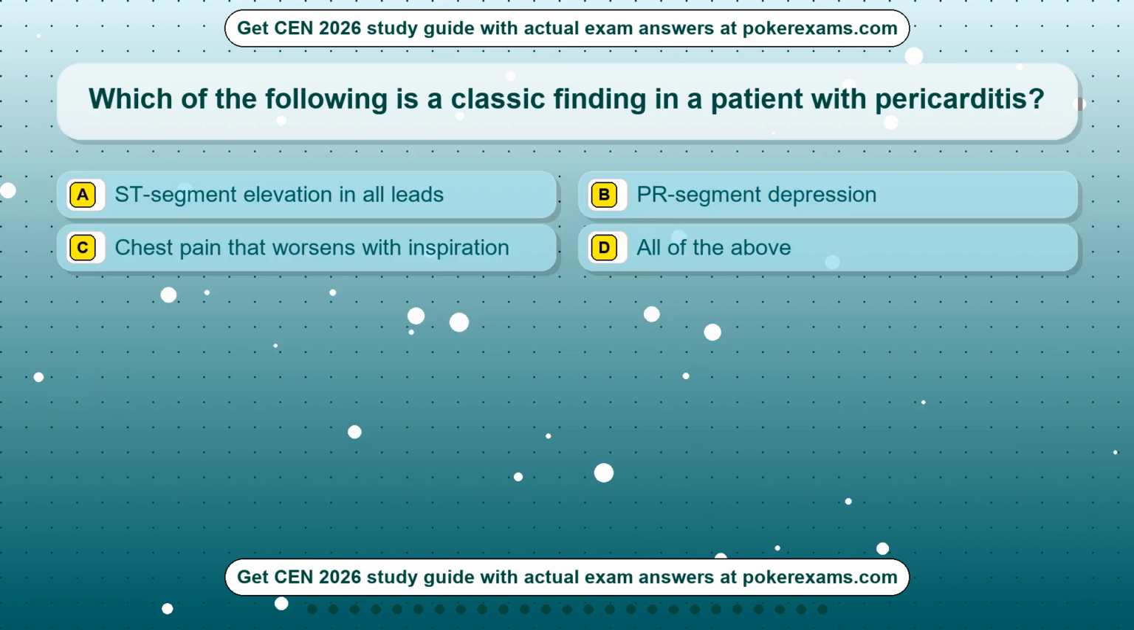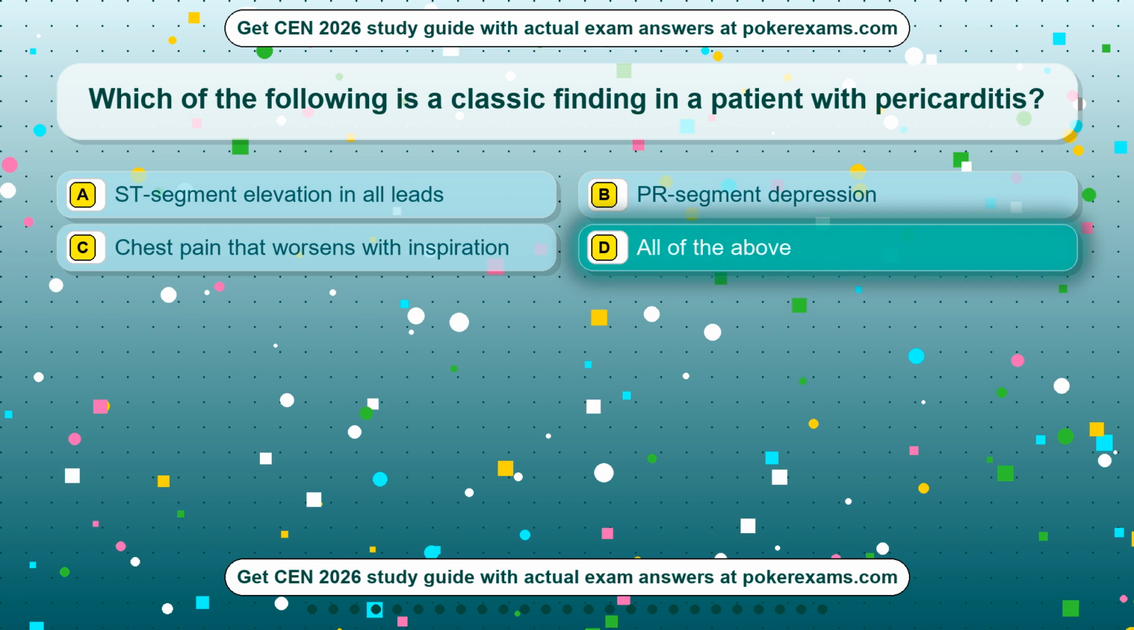Question 3. Which of the following is a classic finding in a patient with pericarditis? Option A. ST segment elevation in all leads. Option B. PR segment depression. Option C. Chest pain that worsens with inspiration. Option D. All of the above. The correct answer is option D. All of the above.